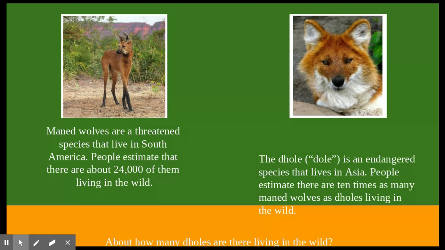Maned wolves are a threatened species that live in South America. People estimate that there are about 24,000 of them living in the wild. The dhole is an endangered species that lives in Asia. People estimate there are 10 times as many maned wolves as dholes living in the wild. About how many dholes are there living in the wild?